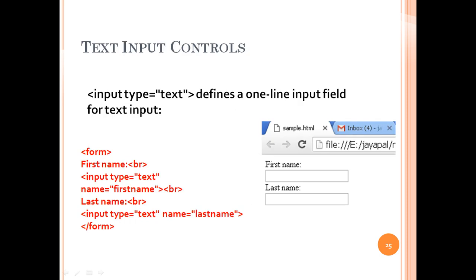So, text input control. Let us see one by one how the text boxes, how the controls are created. So this is a one-line input field. We have to open with a form tag. Then the label is first name. A new line is given, so the text box is appearing in the next line. If we don't use the break tag there, then it will appear adjacent to the label itself. Next is last name. So two text boxes were created.